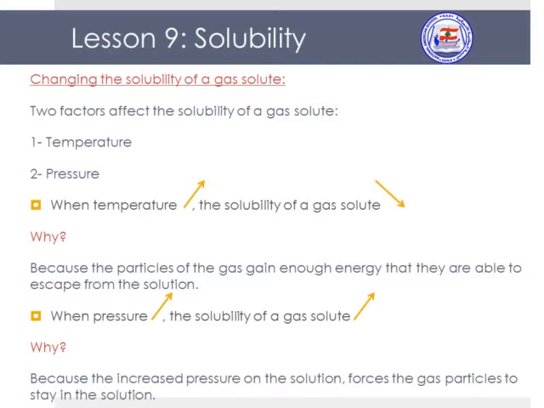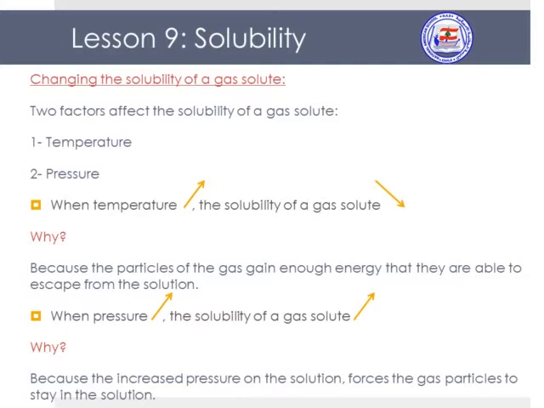Let's try to understand why. When the temperature increases, the gas particles will gain energy and will be able to escape from the solution, which means that the solubility will decrease.